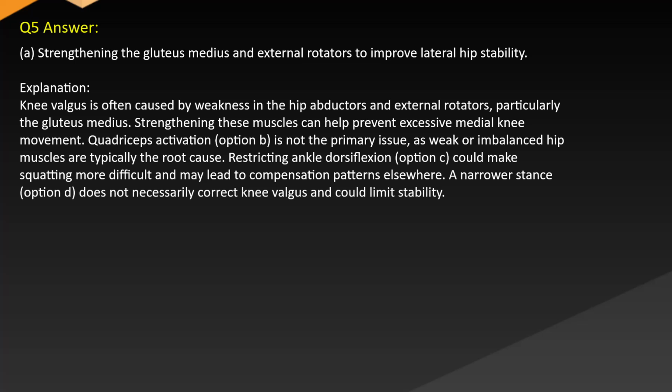Quadriceps activation, option B, is not the primary issue, as weak or imbalanced hip muscles are typically the root cause. Restricting dorsiflexion, option C, could make squatting more difficult and may lead to compensation patterns elsewhere. A narrower stance, option D, does not necessarily correct knee valgus and could limit stability.